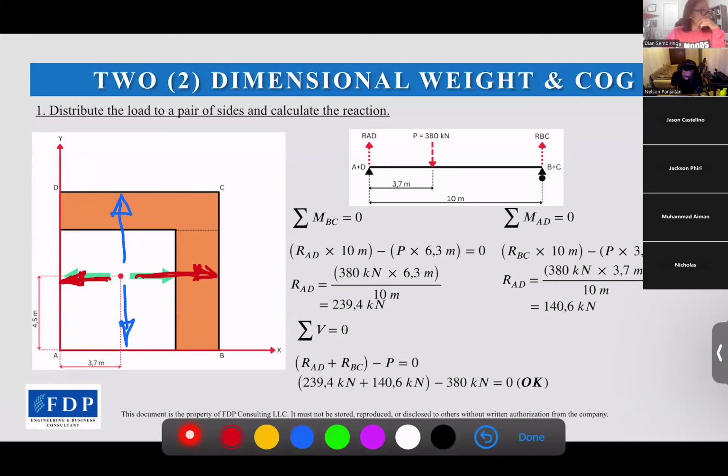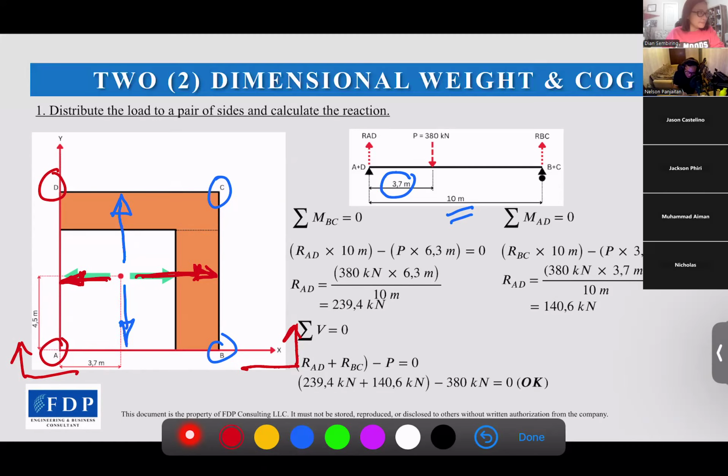So, and then if I look at this direction, then it will be like this. The A and D will be at the left side and the BC will be at the right side. So the load will be 3.7 meters from the AD and the total length will be 10 meters. From this, we can easily calculate the reactions of AD and BC.